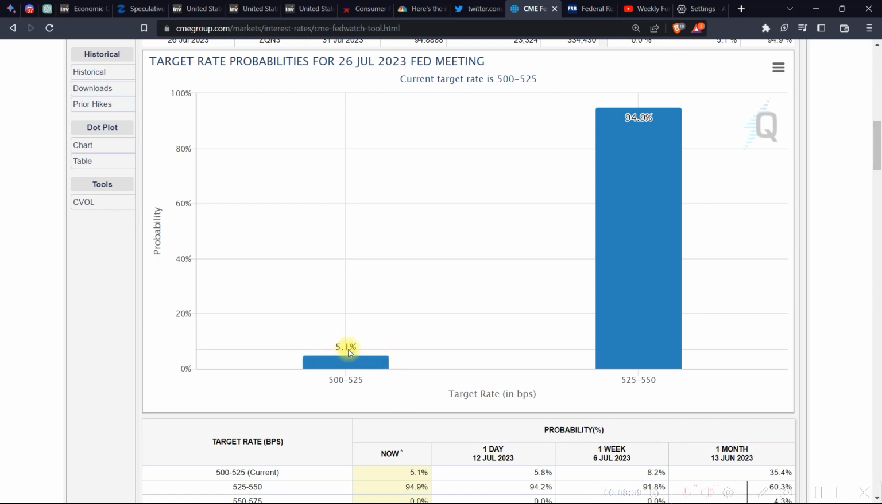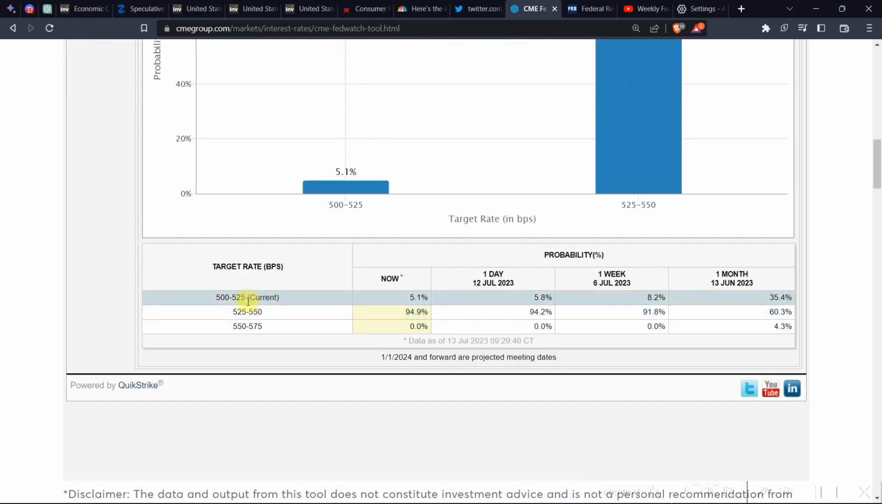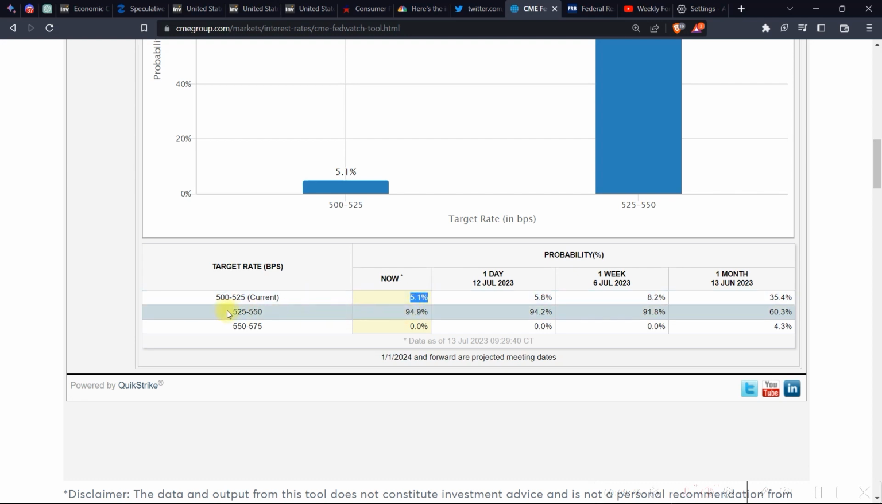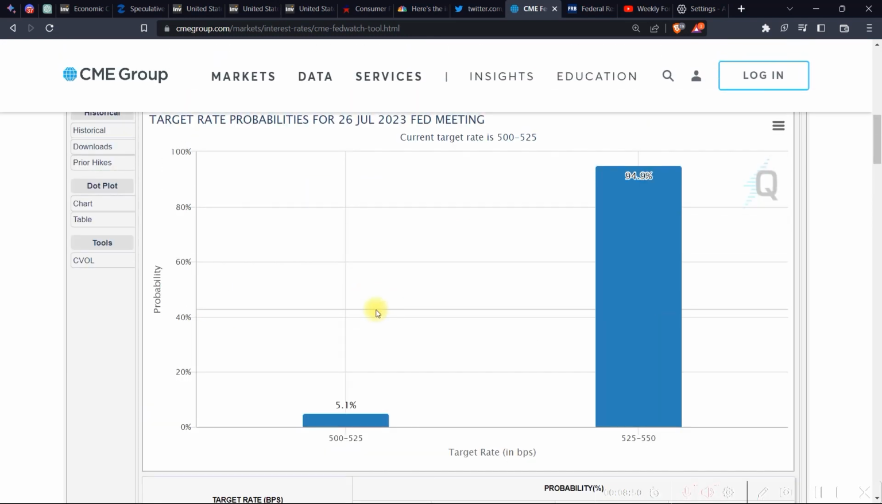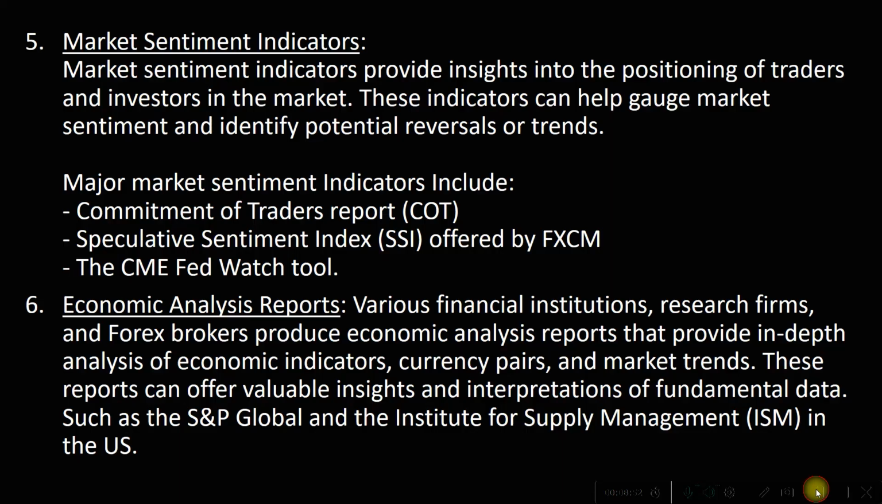5% is expecting a pause. Going down below, you can see this is the current rate. Probability of a pause is at 5%. Probability of a hike is 94%. And yeah, this is the tool. A separate video on the CME Fed watch tool will be released later. But for now, just looking at it from a top layer perspective, just the basics.